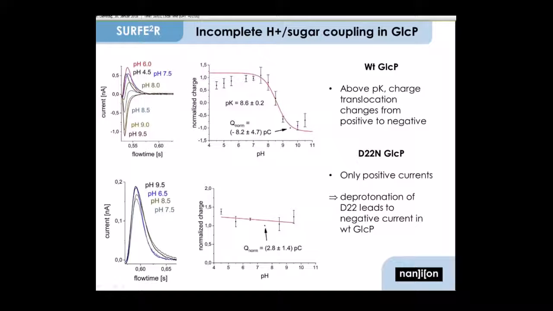What does it mean? We thought that above pH 8.6, the sugar induces a conformational transition which exposes the negatively charged proton binding site to the other side of the membrane. Maybe also the sugar is released, which would mean there is uniport of the sugar molecule.